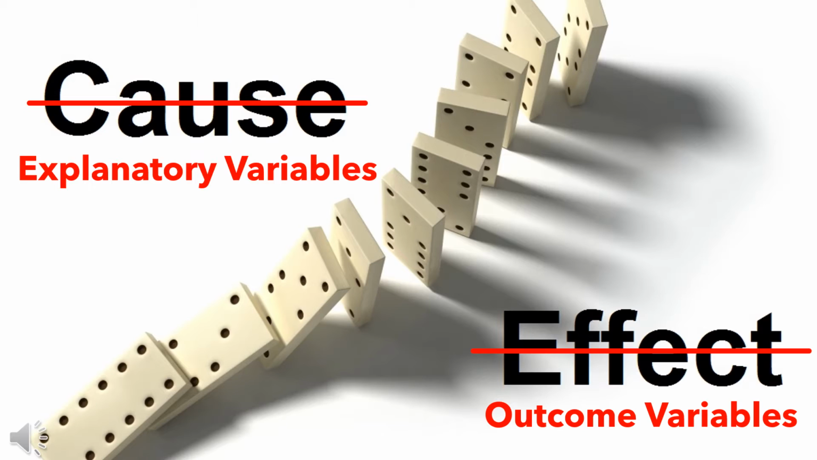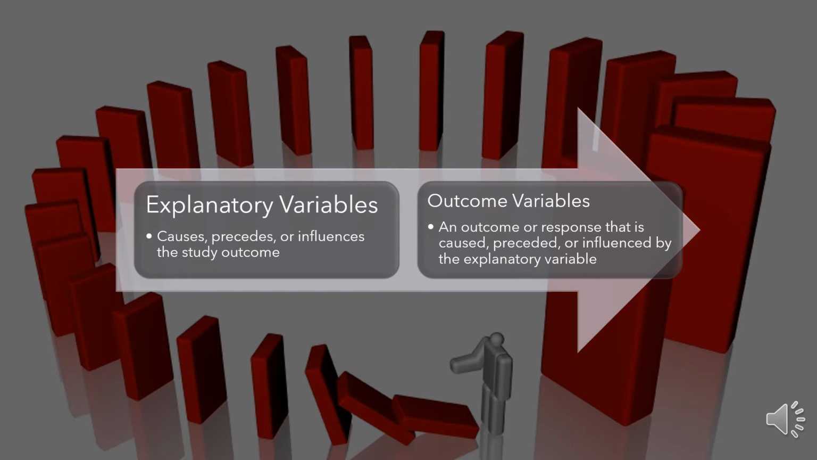However, in research we use slightly different language. We refer to variables we think cause something as explanatory variables, and variables we think are affected by something as outcome variables. Explanatory variables are variables we believe cause, precede, or influence a particular outcome. Outcome or response variables are impacted or affected by explanatory variables.